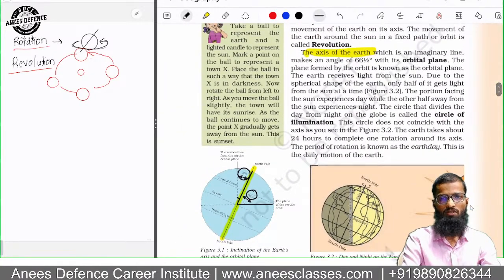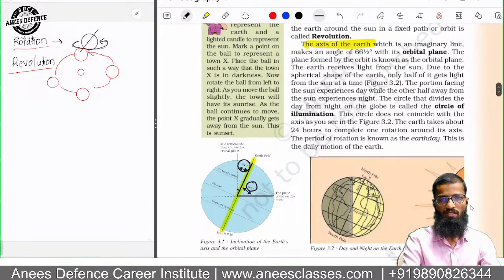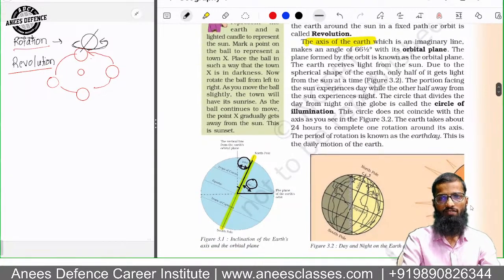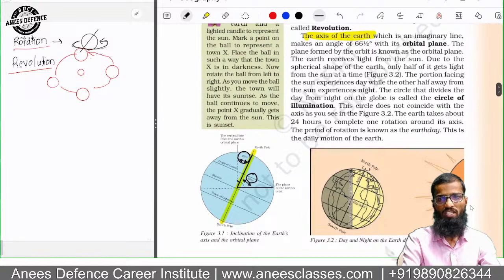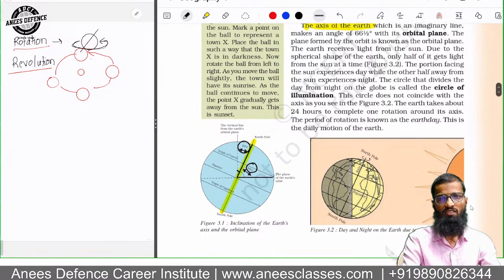The plane formed by the orbit is known as the orbital plane. The Earth receives light from the sun because the sun is a star and the Earth is a planet. Due to the spherical or geoid shape of the Earth, only half of it gets light from the sun at a time. It means that only half the part will get sunlight and the other half will be in the dark. The portion facing the sun experiences day while the other half away from the sun experiences night.